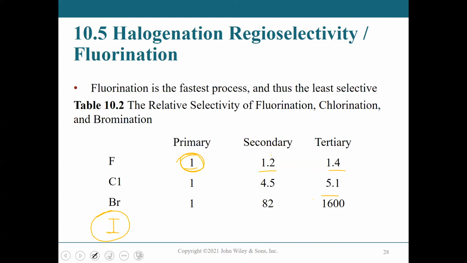For bromination, there is a 16,000 preference over 82 over primary 1, right? So you can see that definitely there is no chance that in bromination you can get primary in the presence of secondary, or secondary in the presence of tertiary. But for chlorine, it's a more even competition: 1, 4.5, 5.1, and 1.4, 1.2, 1 for fluorine. So which one is the most selective? Regioselective, bromination. So just go for bromination.